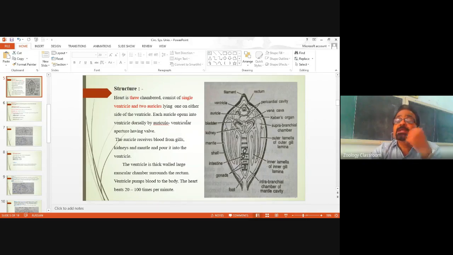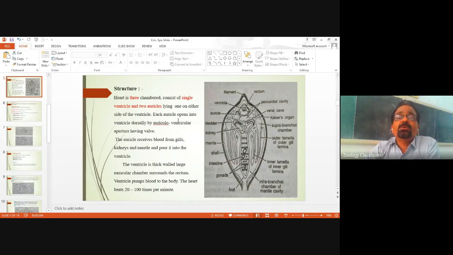You can see the single ventricle. This is the location. See, these are the right and left auricles in the sectional view, and this is the location of the ventricle. All this structure is surrounded by the pericardial cavity. So this is the pericardial cavity, which is surrounding a single ventricle as well as these right and left auricles. So both the auricles and the single ventricle are completely covered by the pericardium.